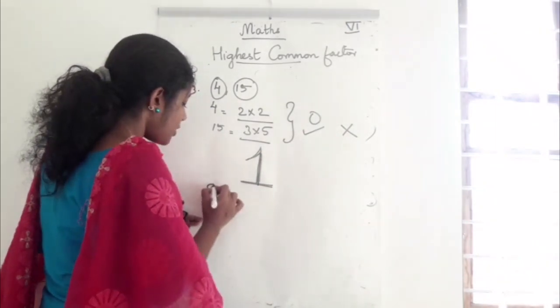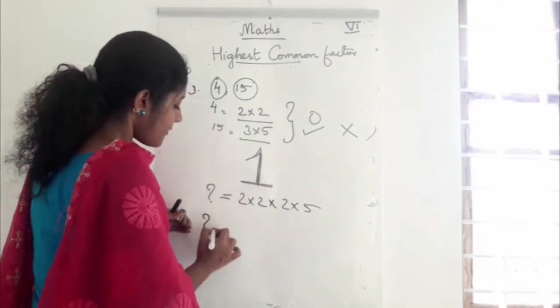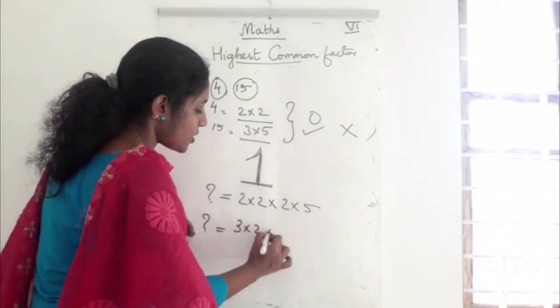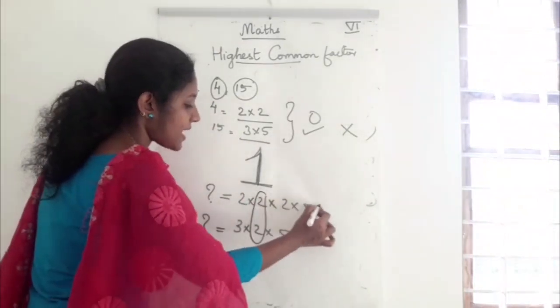And one more thing, don't mislead it. If the factors of one number are 2 into 2 into 2 into 5, and the factors of another number are 3 into 2 into 5, when you look here, you can see 2 is common and 5 is common.